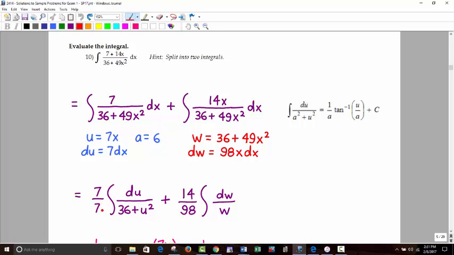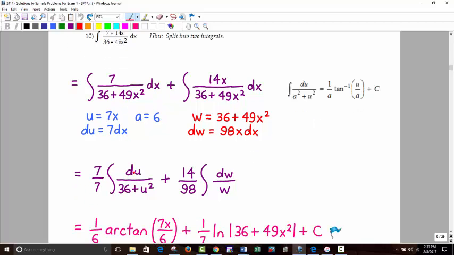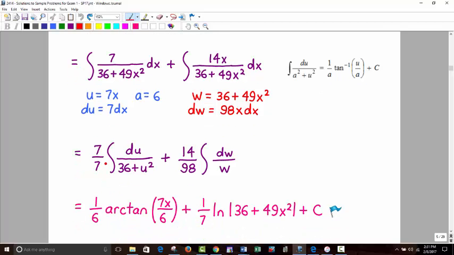I just wrote it as 7 over 7, but if you realize that's an exact fit, you can avoid the 7 over 7. And a would be 6, square root of 36, so it fits perfectly. So that's just straight arctan right here for the first one. And I'll just go ahead and go right down here. So the 1 over 6 comes from 1 over a, arctan of 7x over 6.